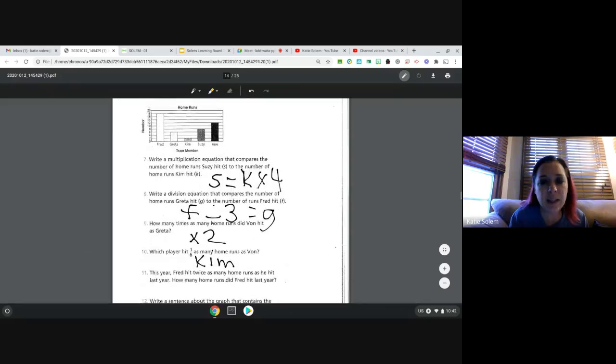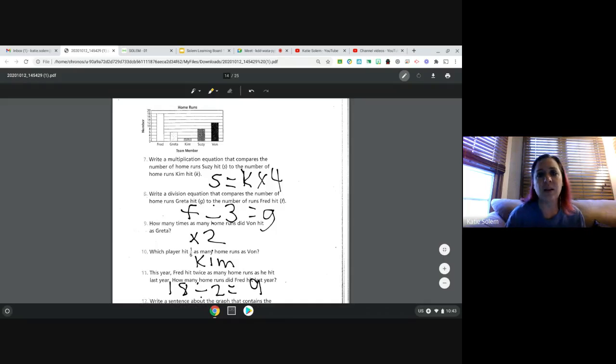Okay, last one. This year, Fred hit twice as many home runs as he hit last year. How many did he hit last year? So if you hit 18 this year, and this year was twice as many, well, let's see here. We'd have to do 18 divided by 2 to see how many he hit last year. So last year he hit 9. Good for him for improving.